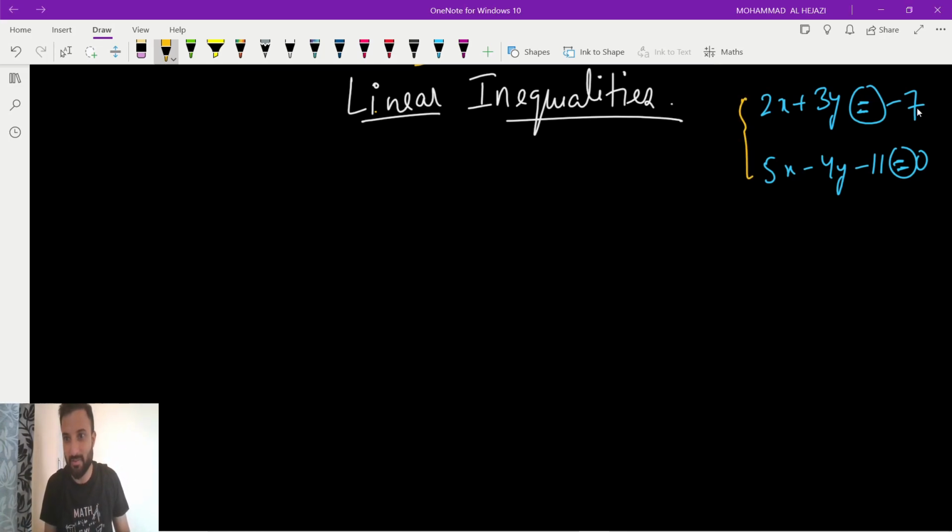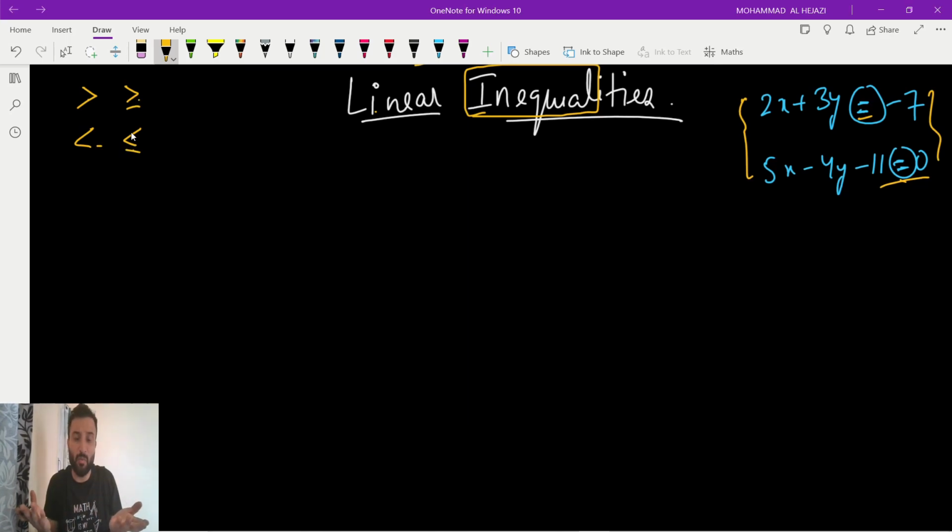Okay, so what is this? If an equal sign is there, it is an equation. If an equal sign is not there, then it is not an equation. Now see here, inequalities means unequal. Unequal means we don't have an equal sign. We have a sign of either greater than or equal to, or lesser than or equal to. If you have a greater than or equal to, or lesser than or equal to, that means it is an inequality.